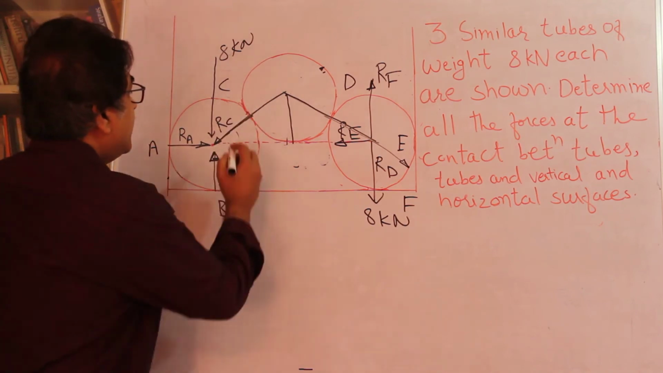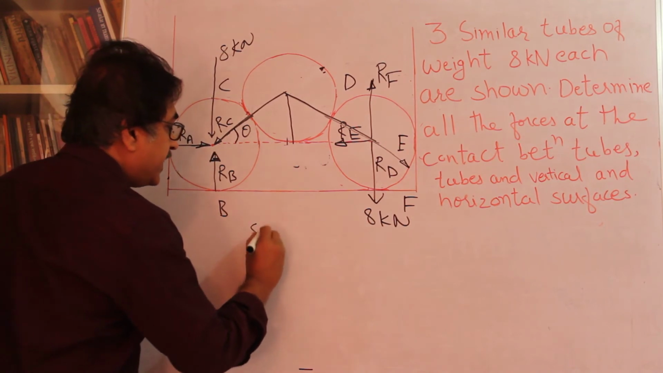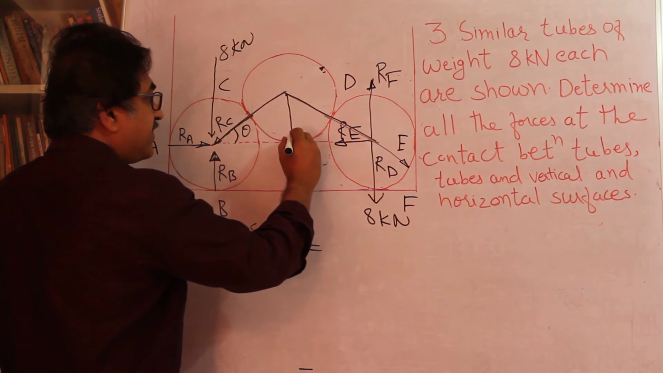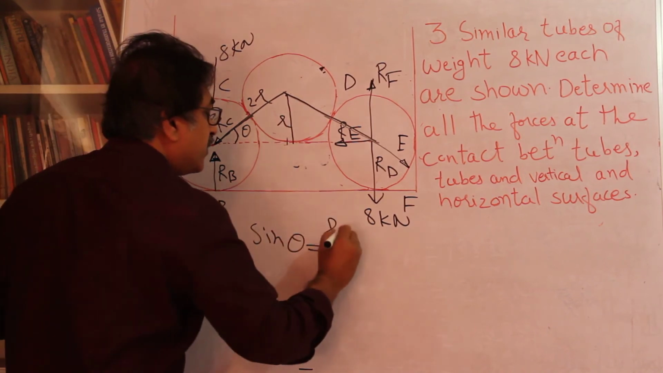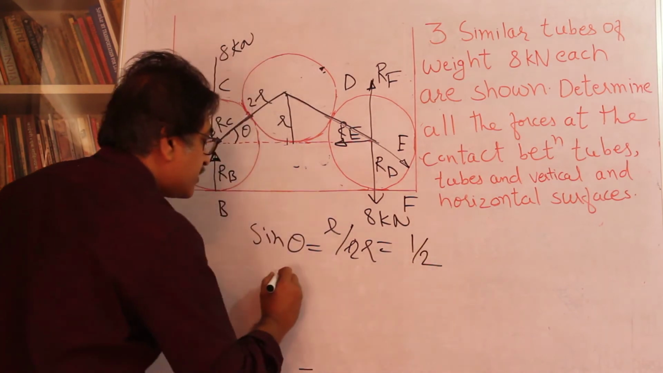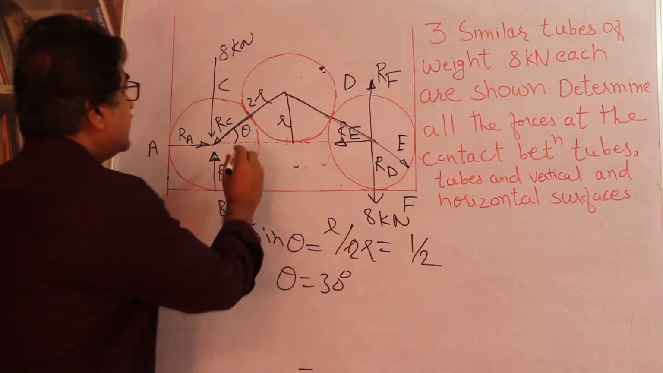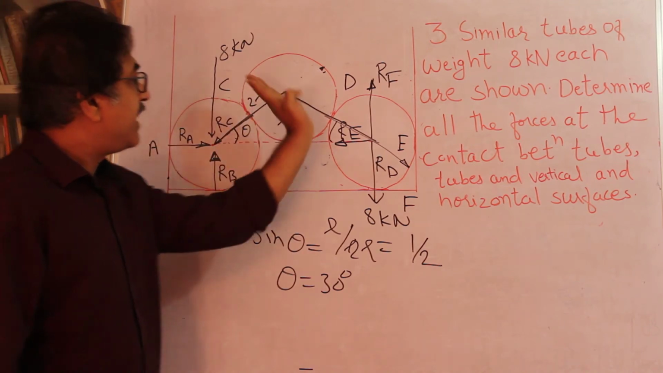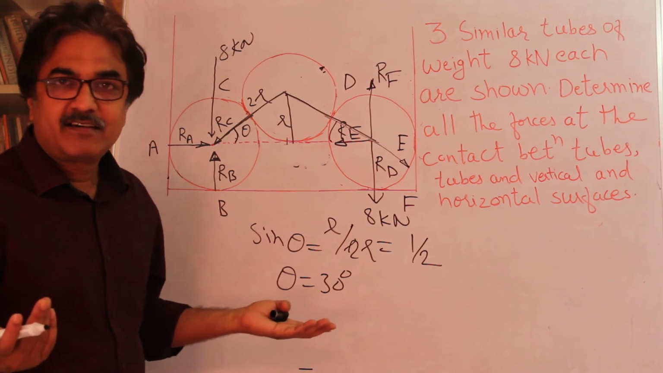correct? So if you want to find out this angle, let's say angle theta, sine of theta is equal to this opposite side, right, upon hypotenuse. If this is r, this is 2r. So this is going to be r by 2r, which is half, right? So theta is 30 degrees. Theta is 30 degrees. That's all. So this is 30 degrees, this is also 30 degrees. That means RC and RE are making angle of 30 degrees. Then our task becomes simple.